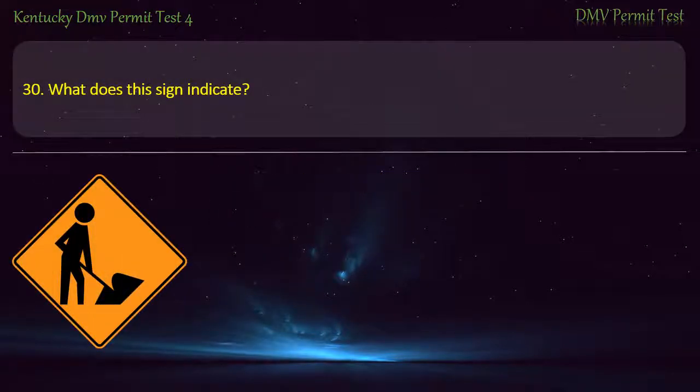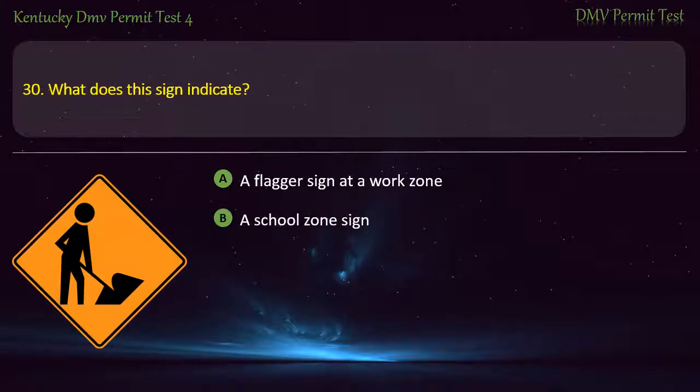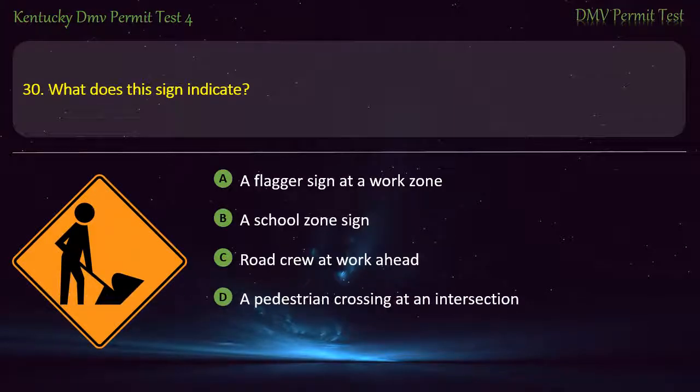Question 30. What does this sign indicate? A flagger sign at a work zone. A school zone sign. Road crew at work ahead. A pedestrian crossing at an intersection. Answer. Road crew at work ahead.